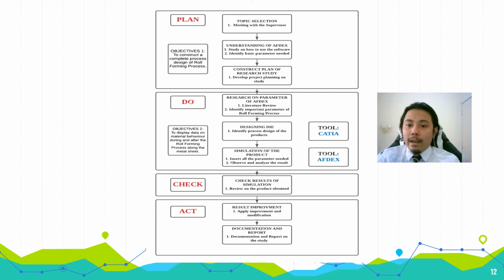Then, I will check the result of the simulation, that is, review on the product. Lastly, act: result improvement. Apply improvement and modification, and documentation and report. Documentation with report on the study.